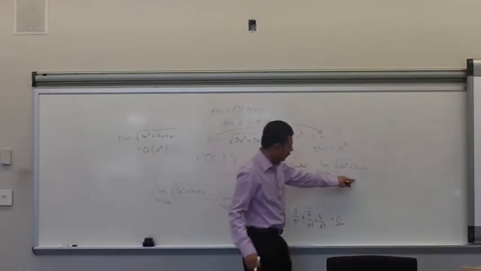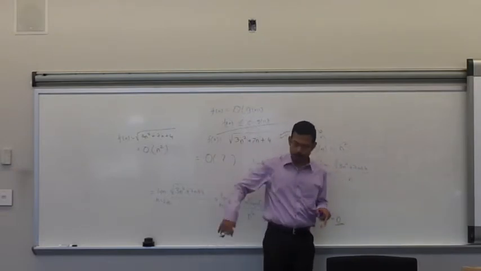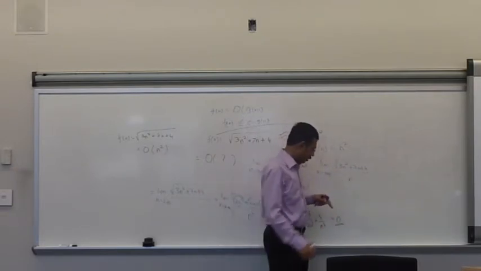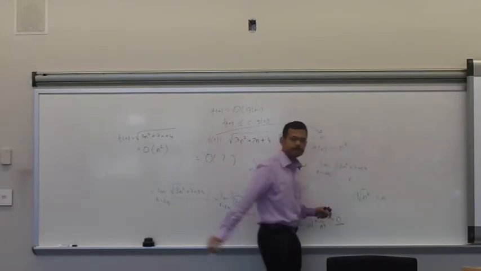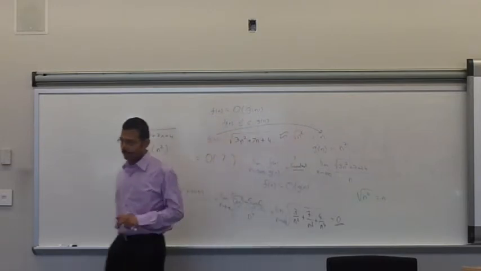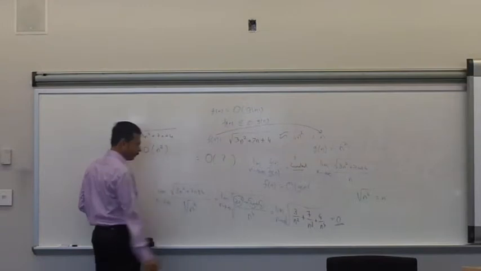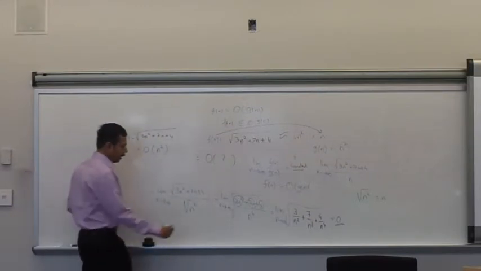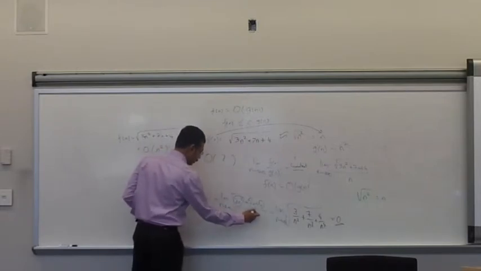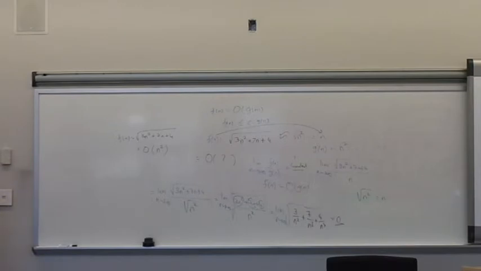What do you write for this so that I can introduce a square root and then do what we did before? The square root of n squared. Why? Because the square root of n squared is n. So I can say now this is the square root of n squared, and the whole thing is now the square root of 3n squared plus 7n plus 4, divided by n squared.